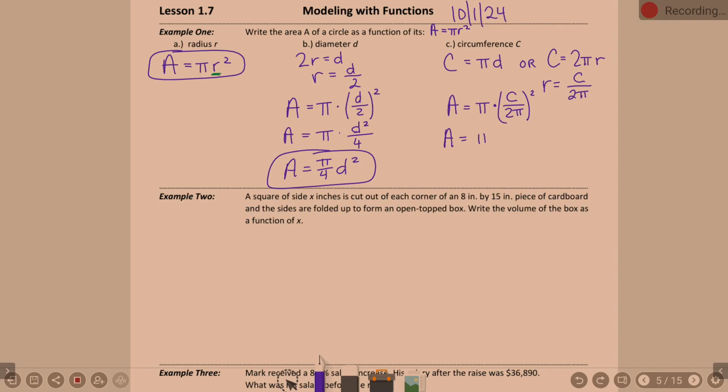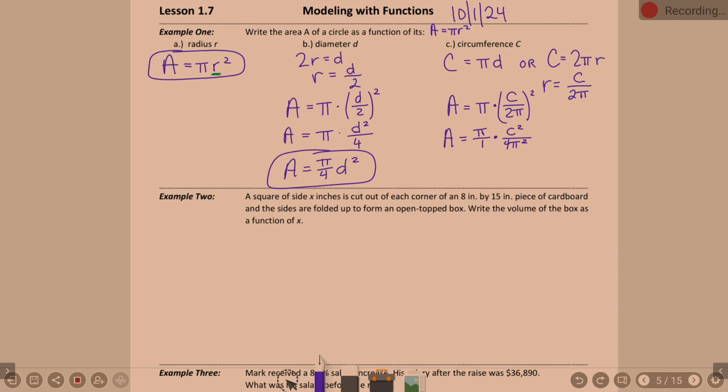So pi, and actually I'm going to write that pi as a fraction. What is pi as a fraction? It's going to be pi over 1. And I'm doing this leading up to my next step. Square that fraction. C squared over 4 pi squared. Right? When you square a fraction, you're multiplying top by itself and bottom by itself, right?